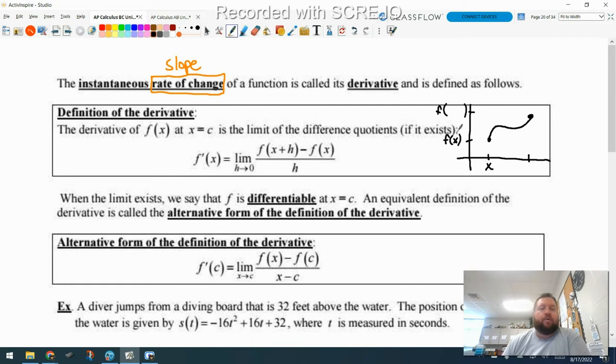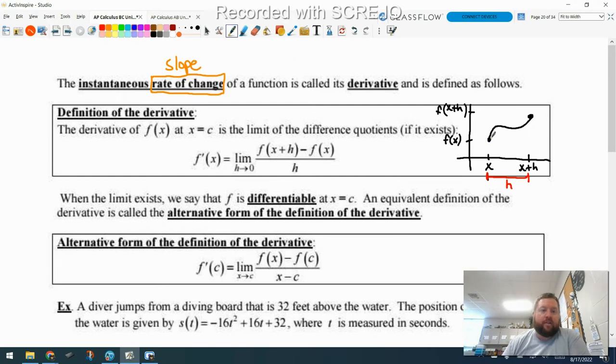So what we were doing on the previous page is we were labeling them like this was x1, this is x2. So now instead what we're going to do is say that this distance in between these 2 points is h. So this is a distance of h. So this point right here is x plus h. And this point up here is f of x plus h. And so what we're doing is finding the slope between these 2 points.